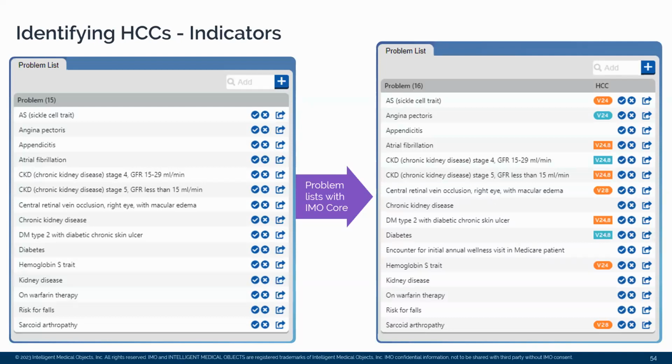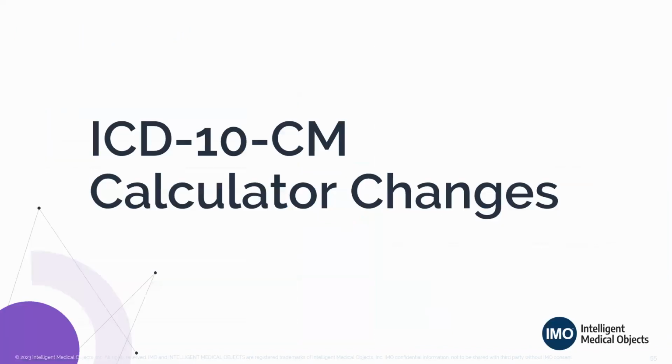As you can see, V24 represents version 24, while V28 reflects version 28. If a term is part of both version 24 and version 28, the indicators are V24 and V28. While your specific EHR may look a little different from the IMO sample, IMO is providing the information to indicate both versions.